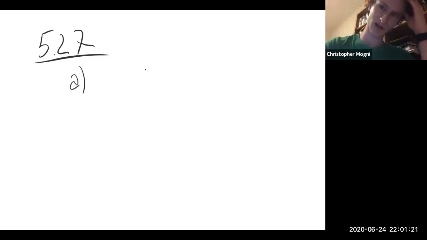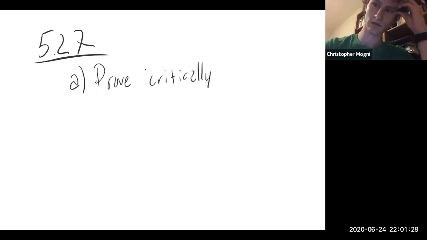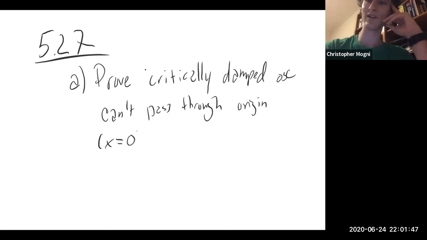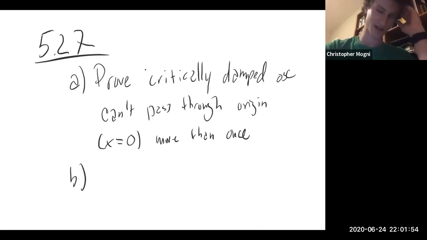There are two things that they want you to prove. One is to prove that a critically damped oscillator can't pass through the origin more than one time. And when they say the origin, they really mean x is equal to 0. And the second thing is to do the same, but for overdamped.